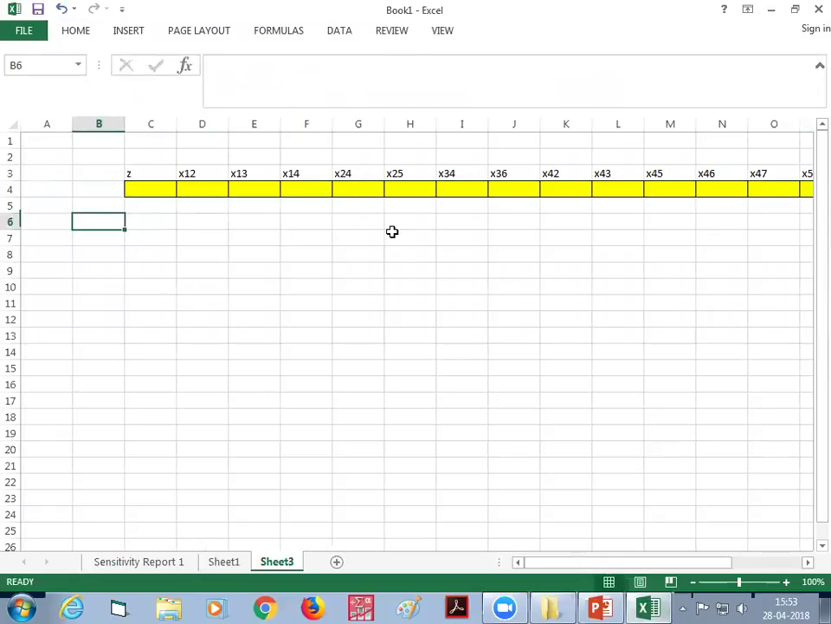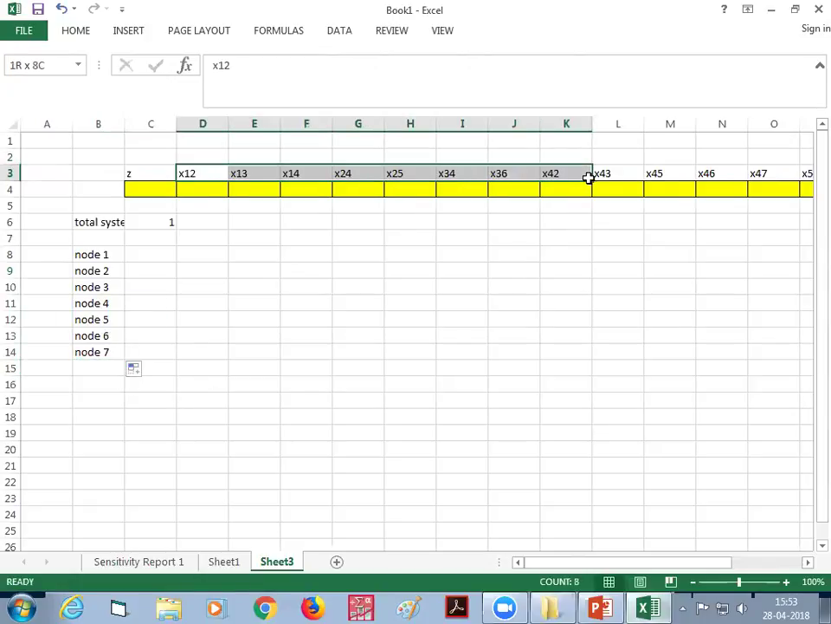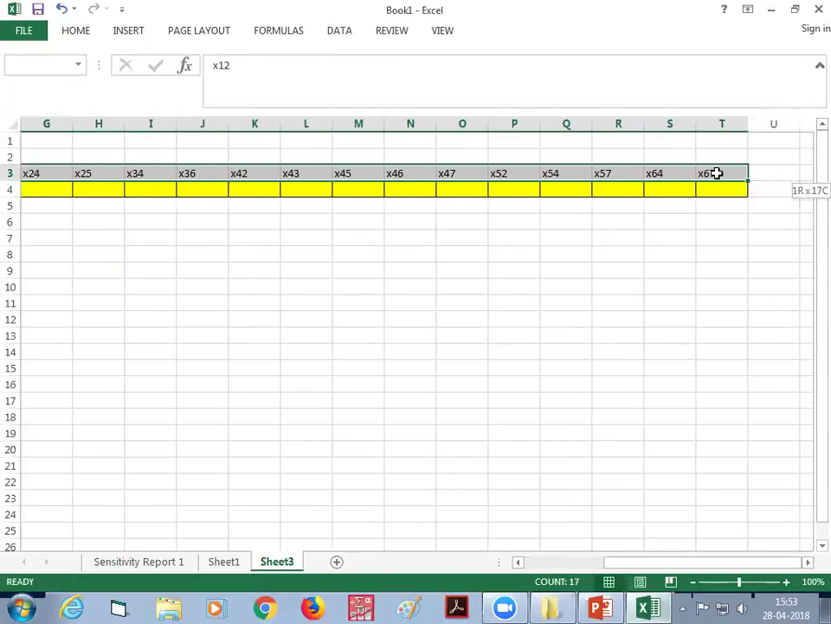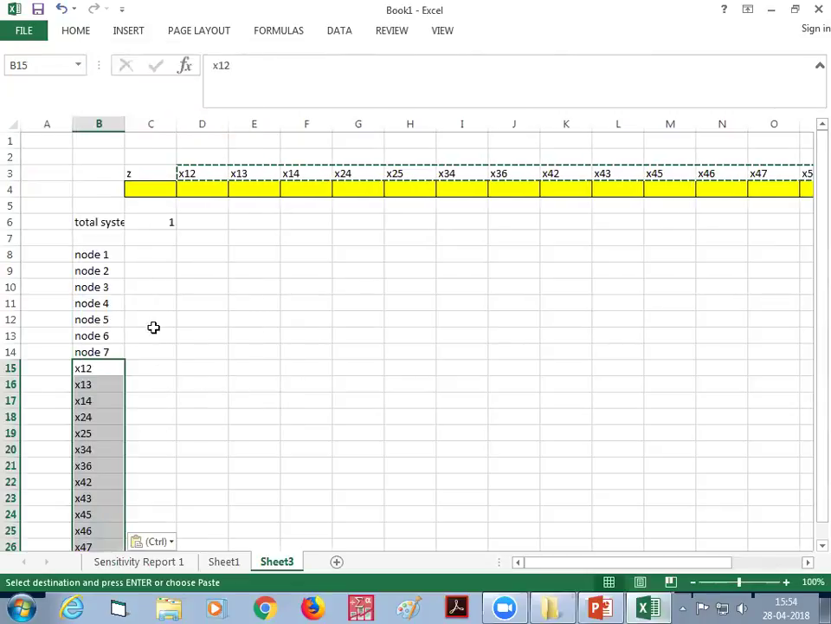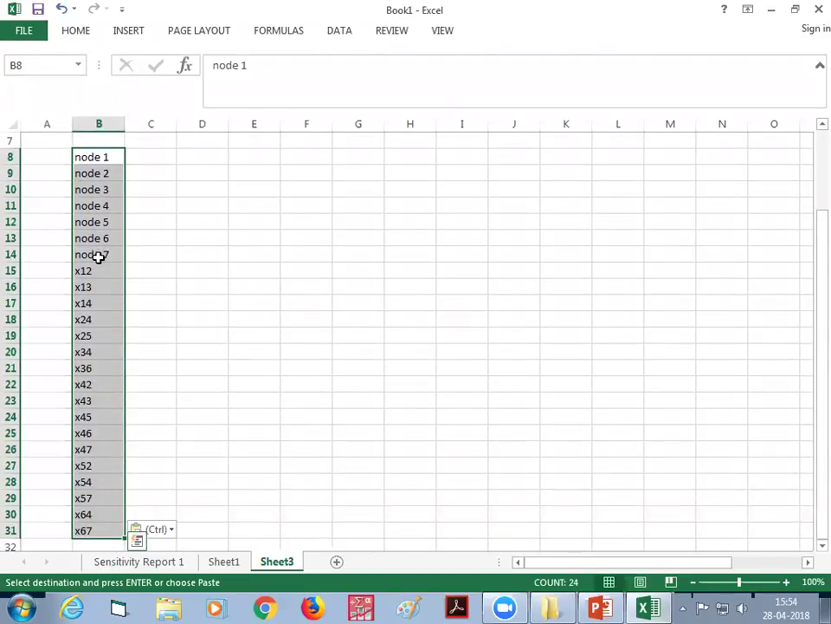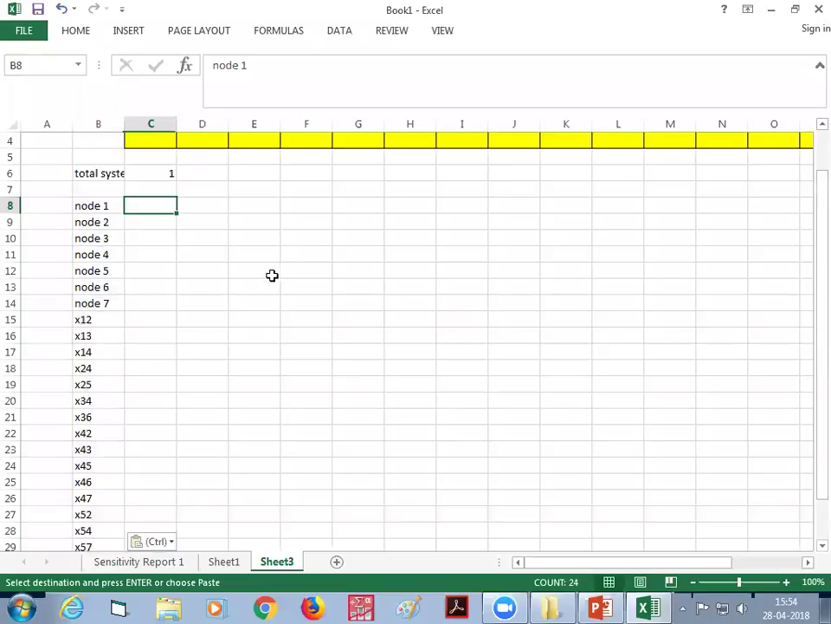The total system flow is Z. This is what I want to maximize. And then I need to do this for all the nodes, node 1 to node 7, and then each arc. So what I'll do is just copy these and transpose them here. Why type them all out again? So how many constraints? 24 constraints. That's nice.